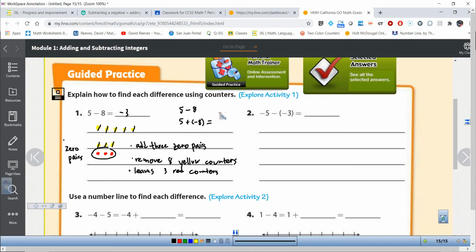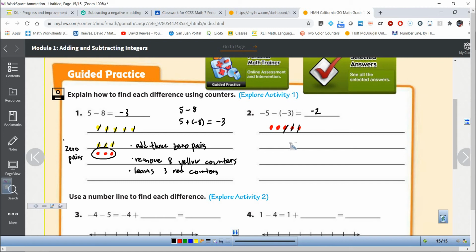What do I have more of? I have more negatives. How many more negatives do I have? I have 3. All right, this one would be much easier because on number 2 I have 5 negatives, right? And I want to take away 3 negatives, and that simply leaves me with 2 negatives. So this one would be much easier.